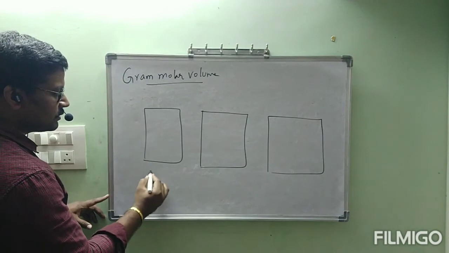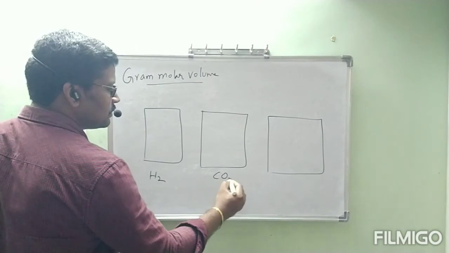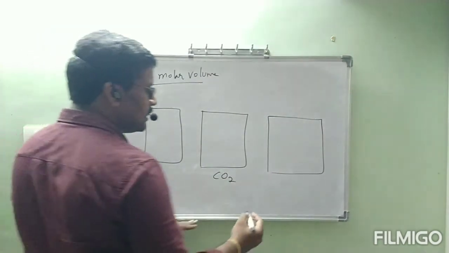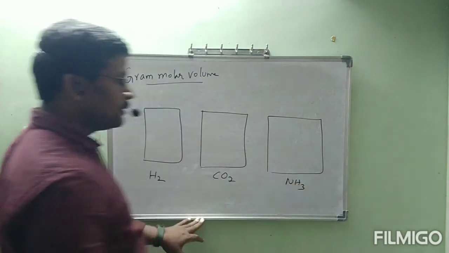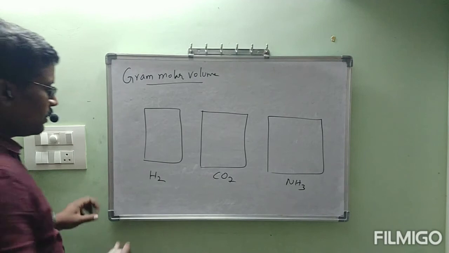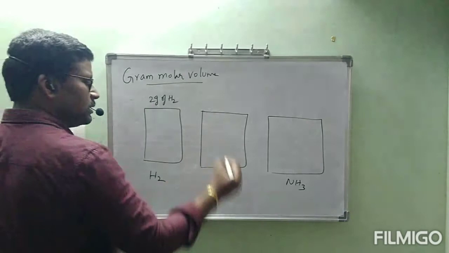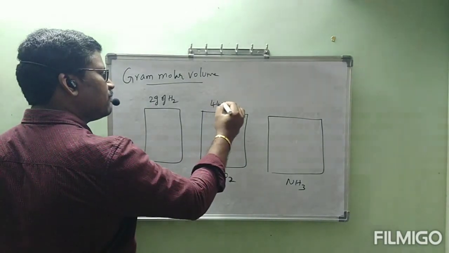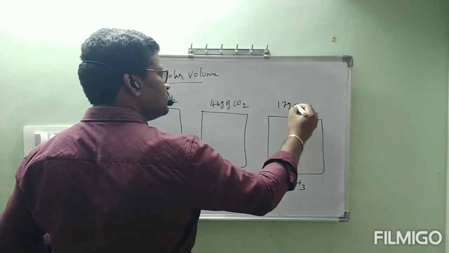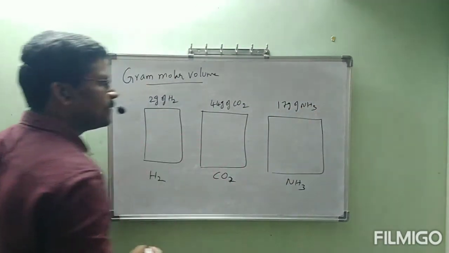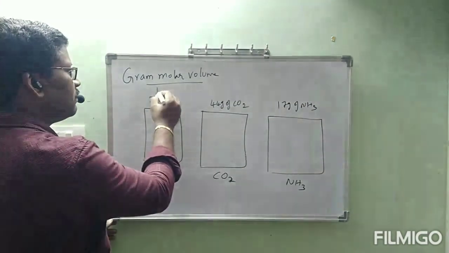First container contains hydrogen gas. Second container contains CO2 gas. Third container contains NH3 gas. This is 2 grams of H2. This is 44 grams of CO2. This is 17 grams of ammonia. I took it in weights, but every gas contains 1 mole only, right?